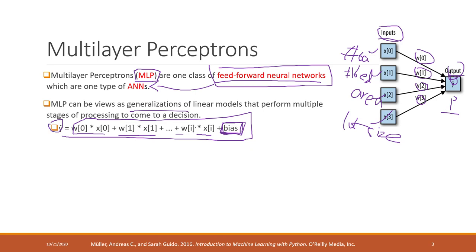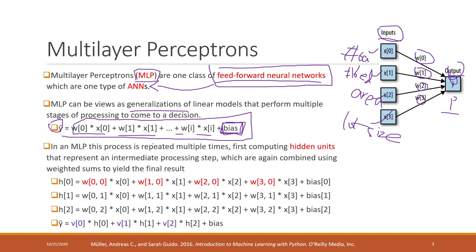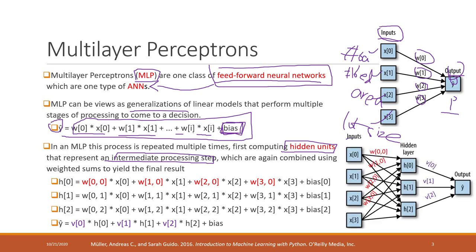So that is equivalent to the linear regression model. However, in the MLP, we add more hidden layers, more hidden units that represent intermediate processing steps. For example here, instead of using two layers, the input layer and output layer, we provide a hidden layer, and in this hidden layer we want three neurons or three units. In that case, we compute the values of the hidden units first, and next we use the values of the hidden units to calculate the final output, the final price.